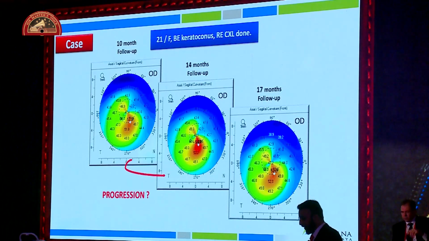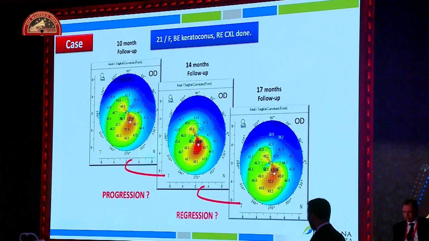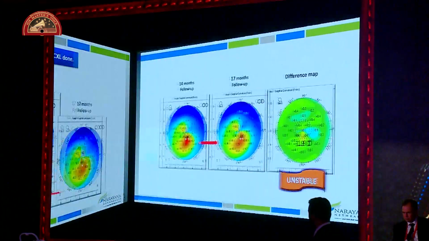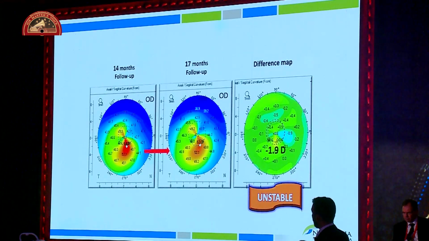Interestingly, when we repeated the scan after 17 months, it regressed. It became again like how it was at the 10-month follow-up. Now that means it's regressing. Now what's exactly happening? If it was stable and then it progressed and then again it regressed, it looks like an unstable cornea. What's happening here?